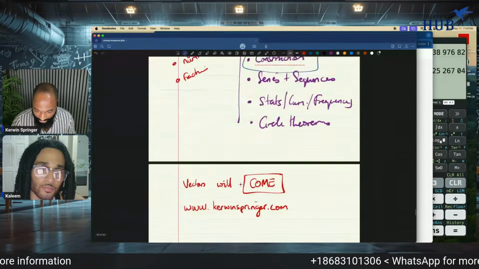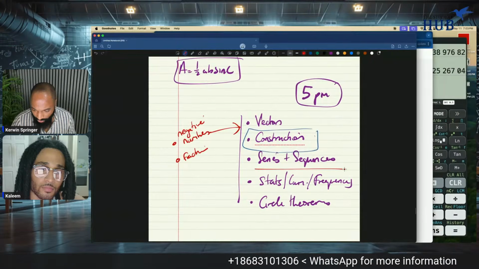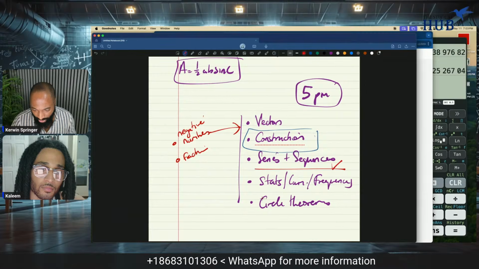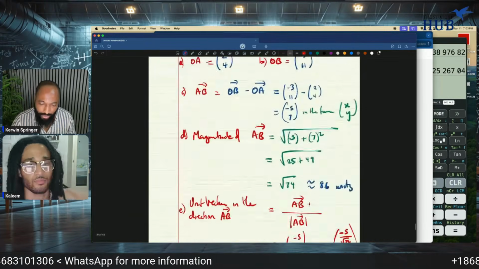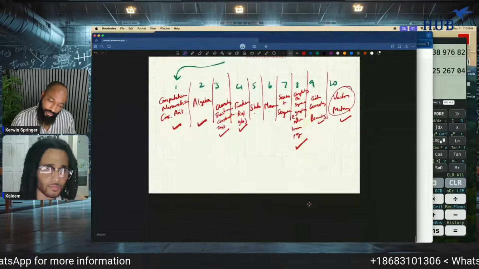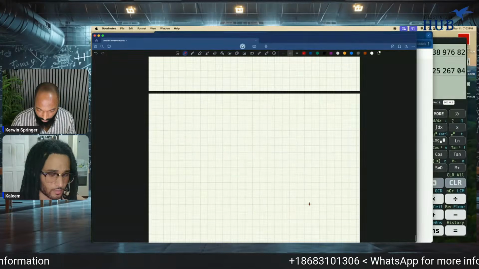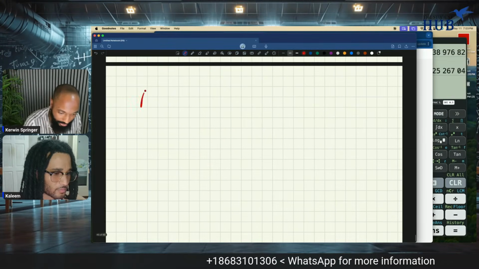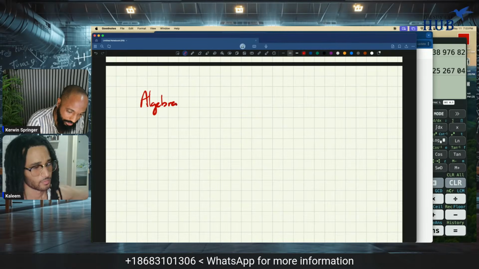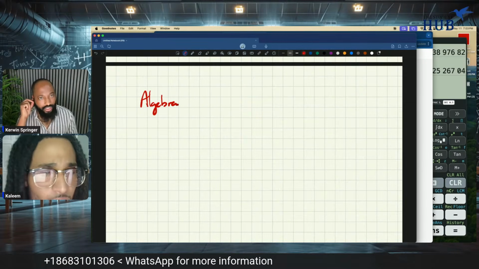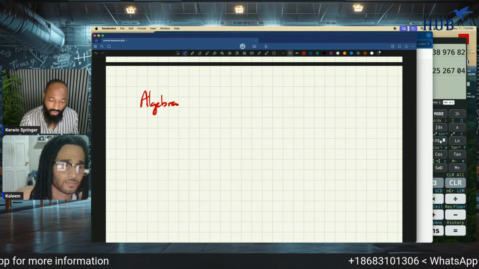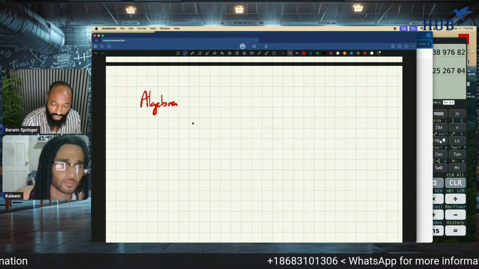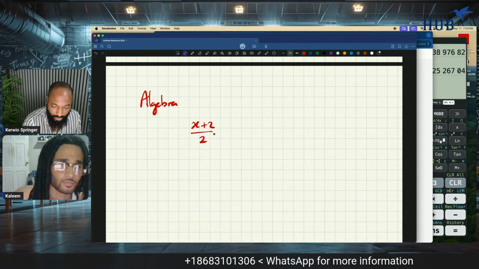Let me see if there's anything to deal with algebra. I want to do series and sequences, that's coming. I want to do stats and circle theorem, that's coming. So let's squeeze in some algebra before we jump to those things. Some algebra. And some trickish algebra. Anything to do with making something into one. A lot of people want to do circle terms.